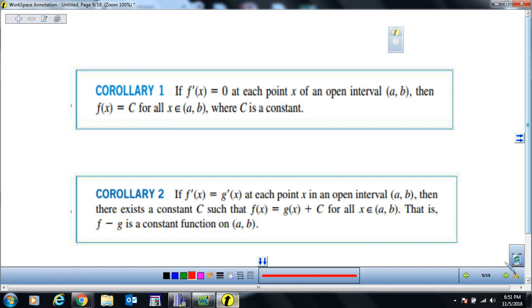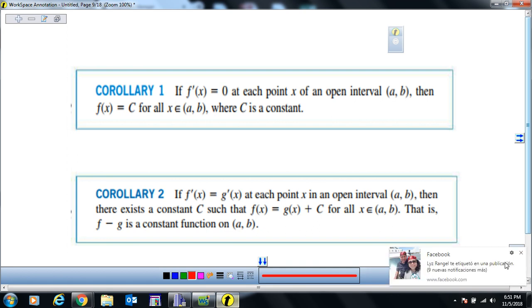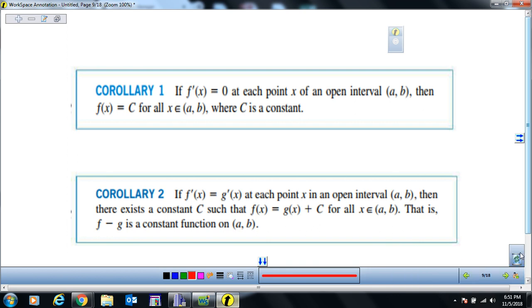And it's going to be equal to 0 at each point x of an open interval from a through b. Then f of x is equal to c, not the derivative, the original. f of x is equal to this constant. c represents a constant, and that's what it's saying there, for all the x's that are within this open interval.